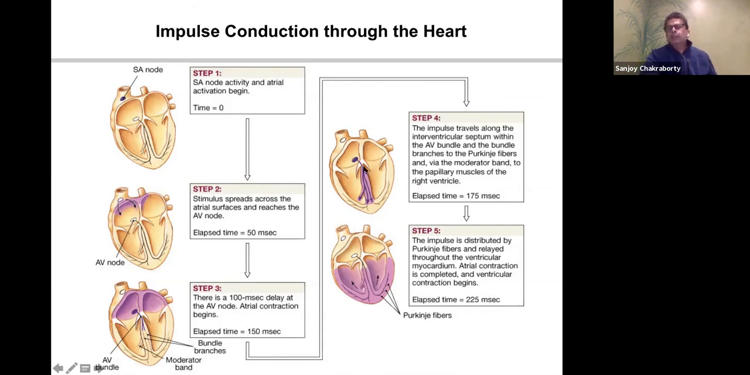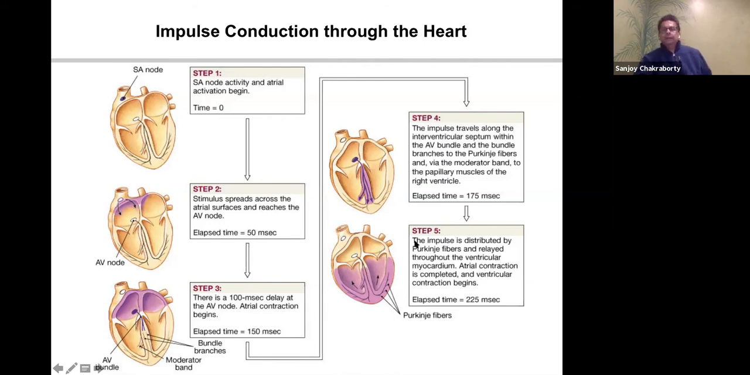Then the remaining is very simple. They go through the bundle. There are two branches. One goes to the right side, we call the right bundle branch, and the one goes to the left side, and then they go through the Purkinje fibers. The entire ventricle now depolarizes. So once the ventricle depolarizes, then ventricle undergoes systole, meaning ventricle will contract, and the blood will go to the corresponding vessel, meaning when the right ventricle contracts, the blood goes into the pulmonary trunk. When the left ventricle contracts, the blood goes into the aorta because these valves are closed.